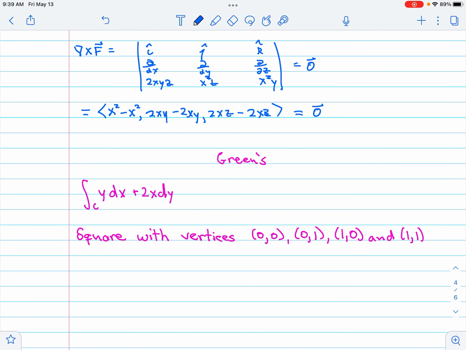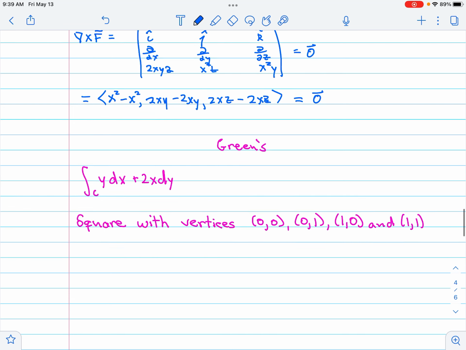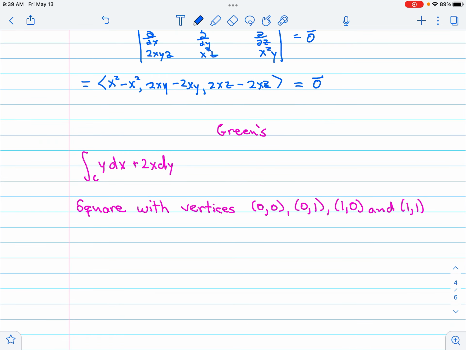Now the next theorem that we were given was Green's theorem. And with Green's theorem, remember, you're dealing with a closed curve that's oriented counterclockwise. So it has to be closed and oriented counterclockwise. In other words, if you're walking around the curve, the area is on your left.